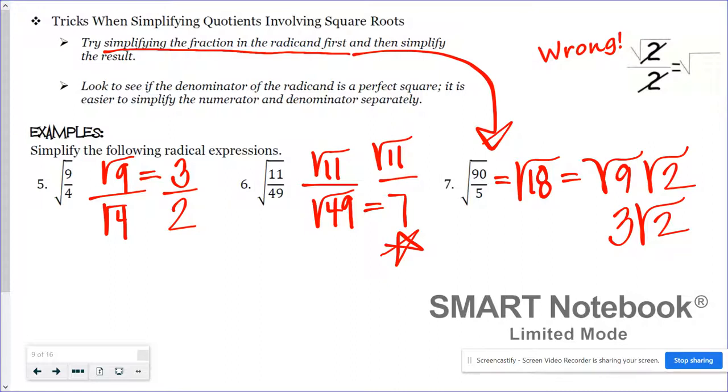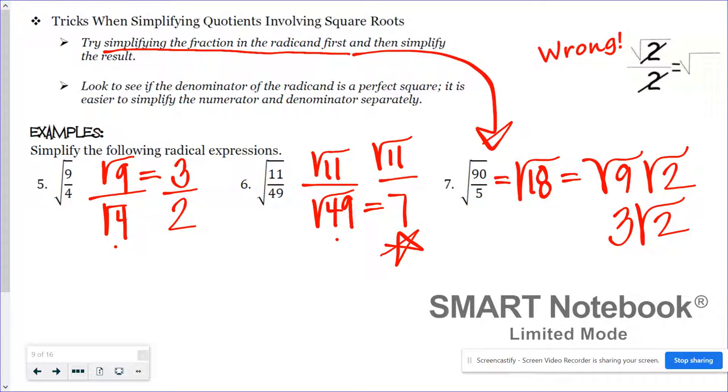But remember what I said. I said we are not allowed to have square roots on the bottom. So what if none of our denominators in the square roots down there, what if they were still there?